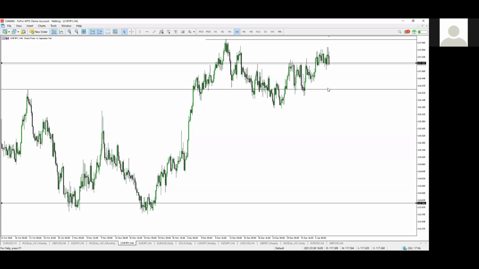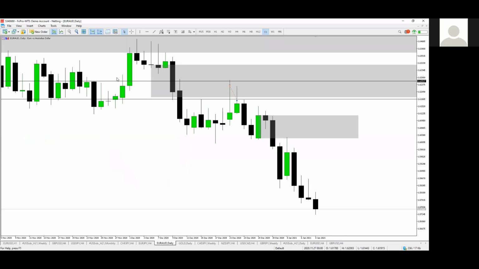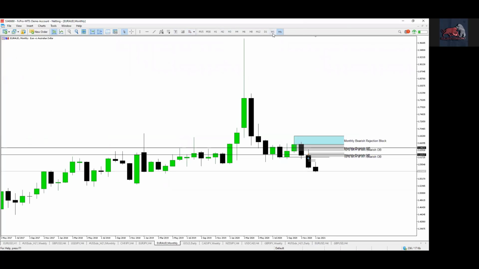I don't know if there's any other question. What do you think of? Let's check Euro AUD. Euro AUD. Right, I still have my levels marked. What do you think?